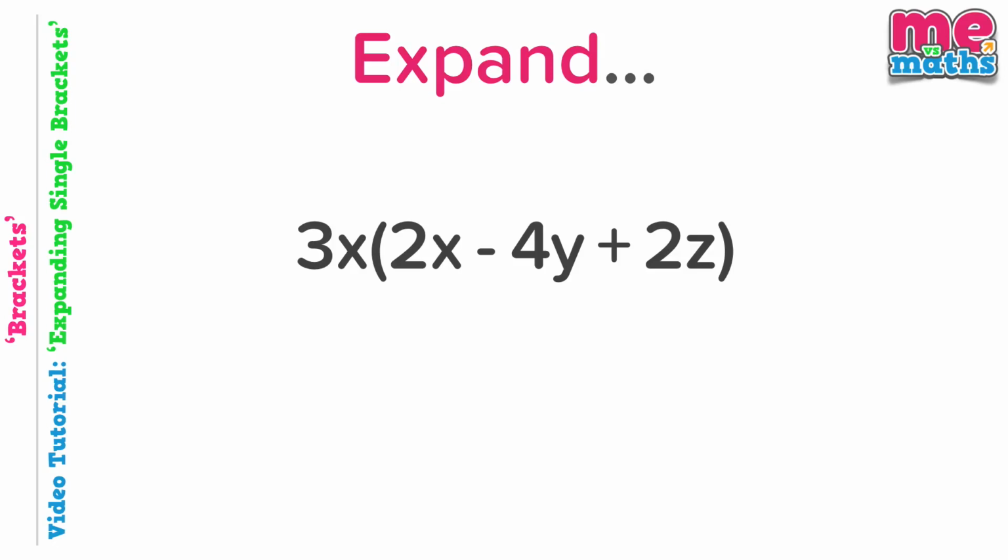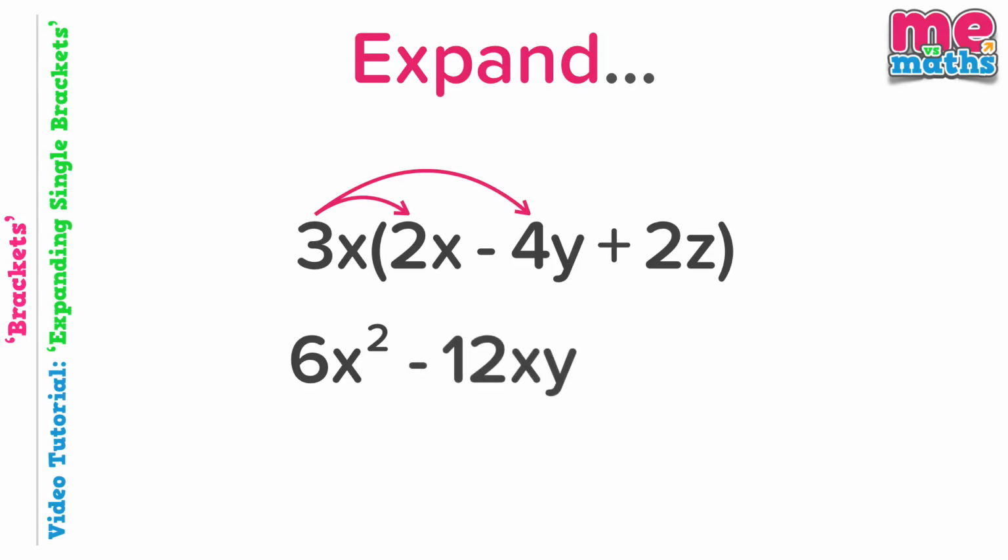Last of all then for this tutorial, 3x times 2x, or 3 times 2 is 6, and x times x is x squared, so 6x squared. Next, 3x times minus 4y. A positive term multiplied by a negative term will give a negative answer. 3 times 4 is 12, and x times y is xy, so minus 12xy is the next part.